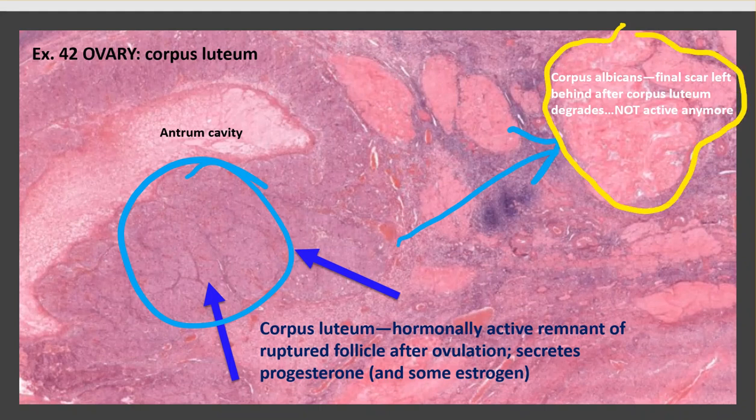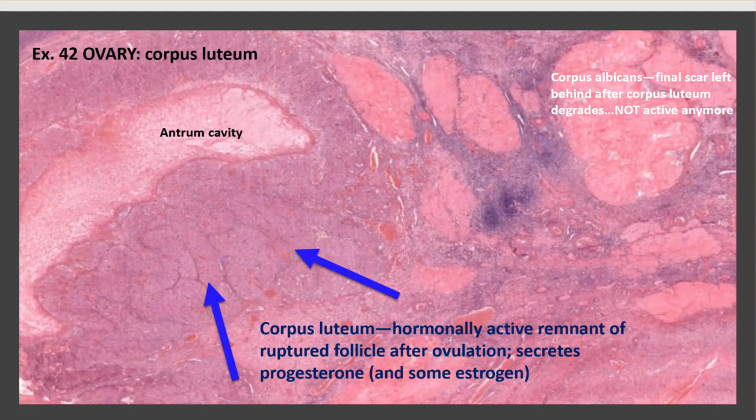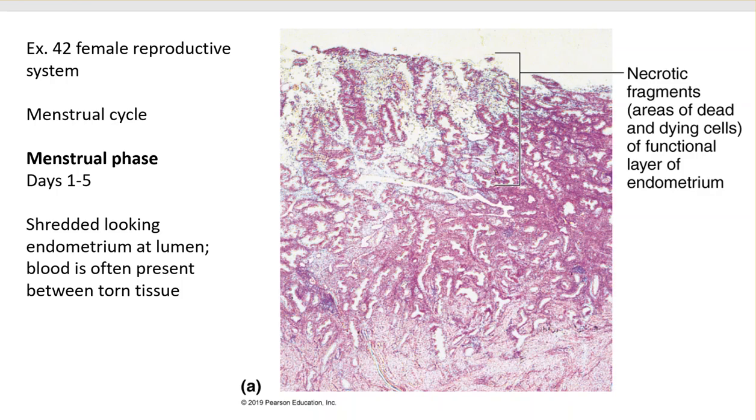And this is just the scar left over. It's not hormonally active anymore. So corpus luteum here, corpus albicans, white, dense irregular connective tissue, non-hormonally active. Corpus luteum, hormonally active. And then looking at the lining of the endometrium.